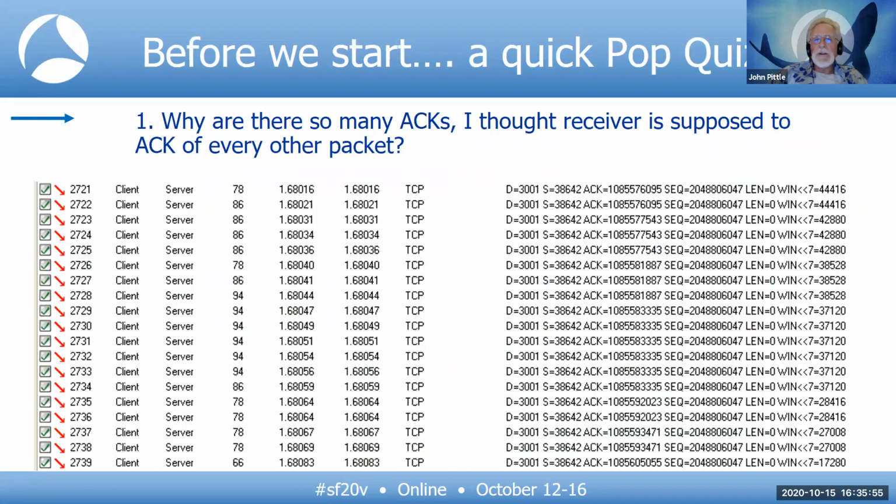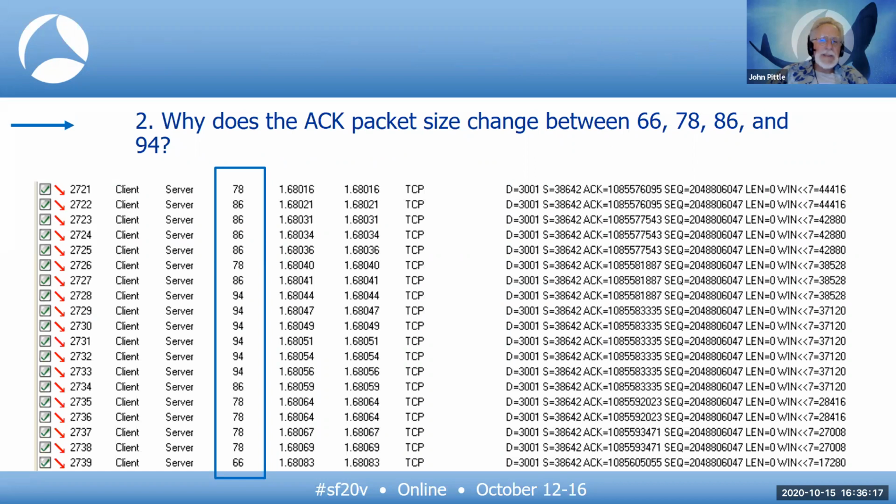But before we start that, first off, why are there so many ACKs? I thought the receiver is supposed to ACK every other packet. If you think about it, it's because everything is so out of order that I'm just ACKing everything, which is the first indicator that we've got a mess on our hands. The other indicator is the packet size keeps changing between the values of 66, 78, 86, and 94. Think about what we were saying earlier about the TCP options field. As we get more blocks out of order, the TCP options field gets bigger, and then it might shrink, and then it gets bigger again. And these packet sizes, even without looking at the details, reflect the SACK field changing.